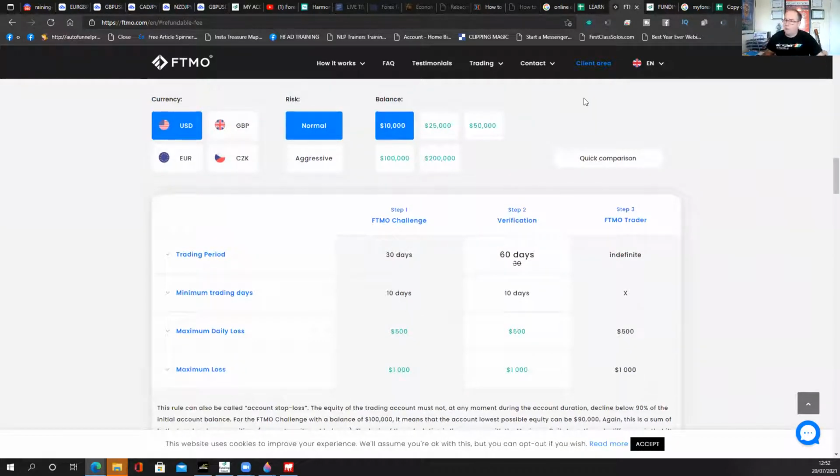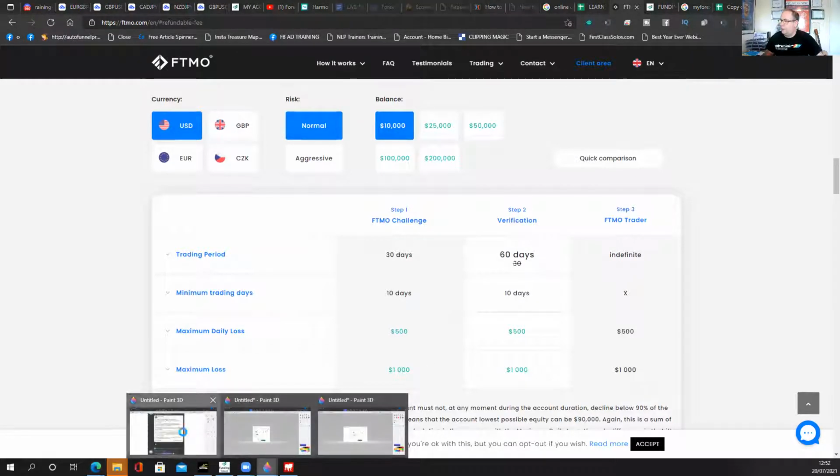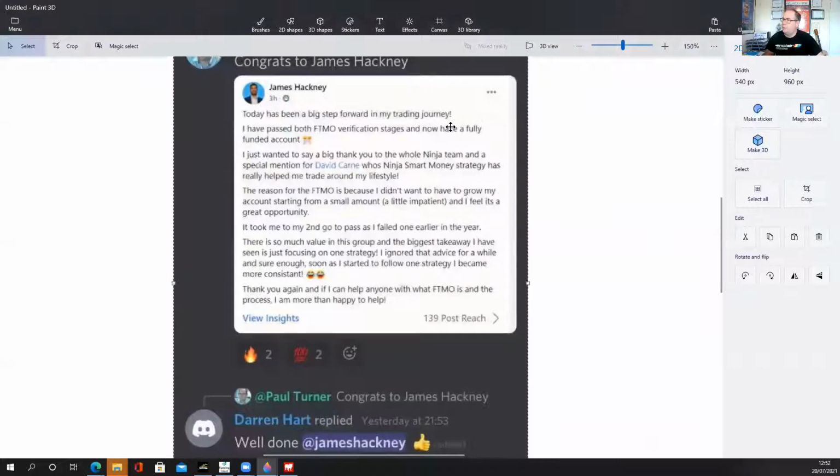We help you with that in the group if that's something you're interested in. In fact, here you can see James, one of our group. Today has been a big step forward in my trading journey. I've just passed both FTMO verification stages, now have a fully funded account. Just want to say a big thank you to the whole Ninja team and a special mention for David Kahn, whose Ninja Smart Money strategy has really helped me trade around my lifestyle.